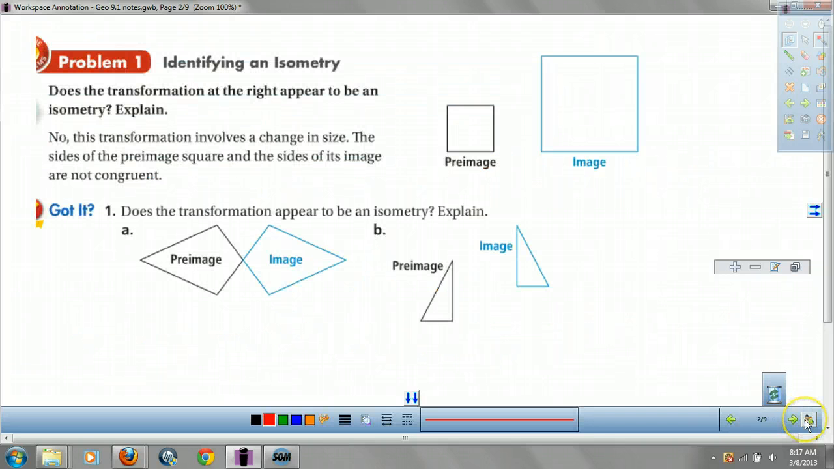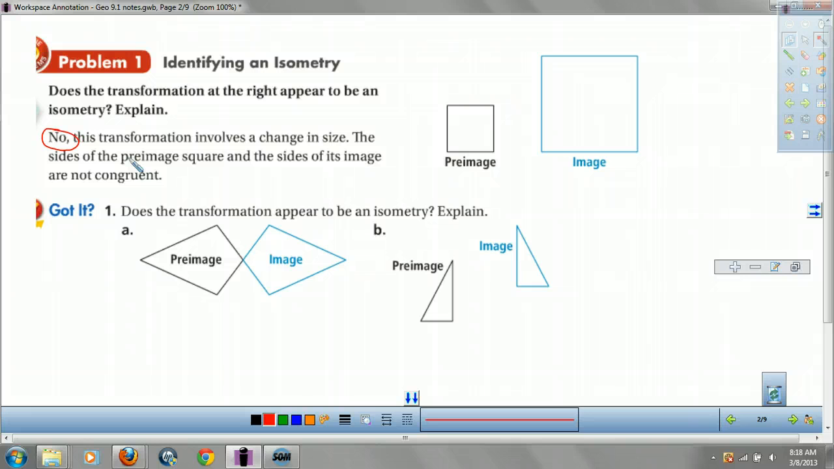Okay. For example, look at this. We're always going to use pre-image and image. Pre-image is what you start with. The image is what it becomes, what you're mapping it onto. So the first one, is this an isometry? You're going to say no, because there's a change in size. They're bigger. They are not congruent figures. So that one's no.